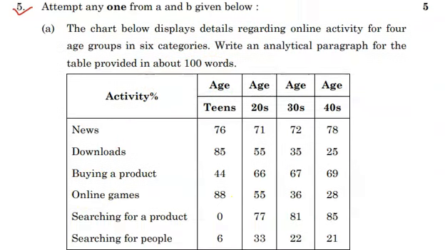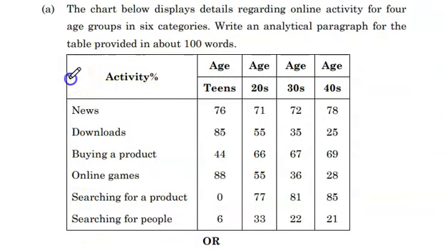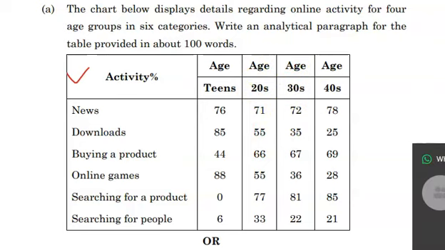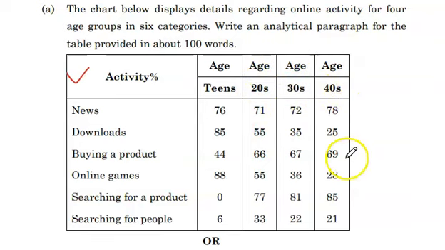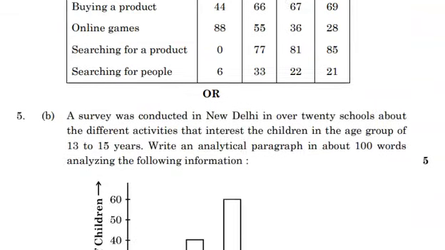So here you have been given a table. This is an activity table, in which some activities have been shown, like watching news, downloads, buying a product, online games, searching for a product, searching for people. These are age groups: teens, people in 20s, people in 30s, and people in 40s. So this is how data has been shown. Now let us see B.